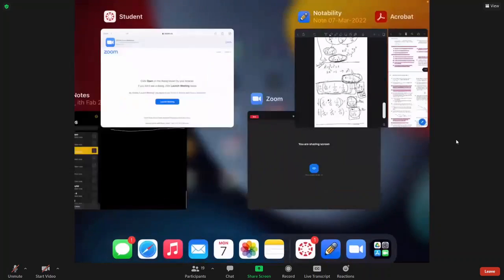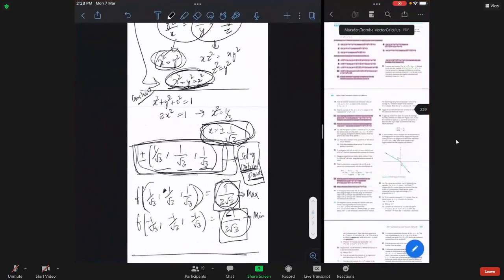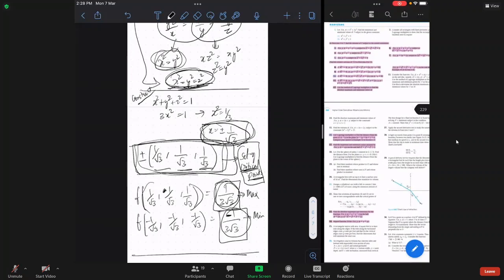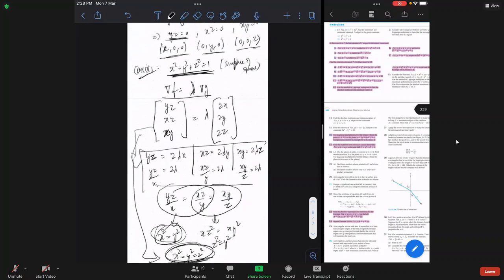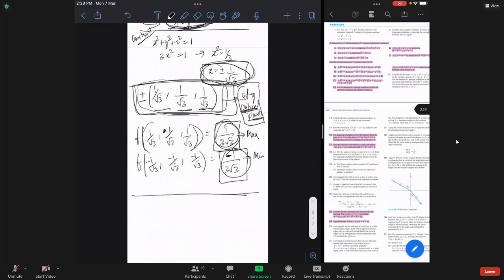Okay, any doubts in this method? Because this is a pretty important method. I want you guys to know it properly. Okay, if not, are there any other questions in the exercise before we move on to the next chapter? I'm going to check the Zoom.